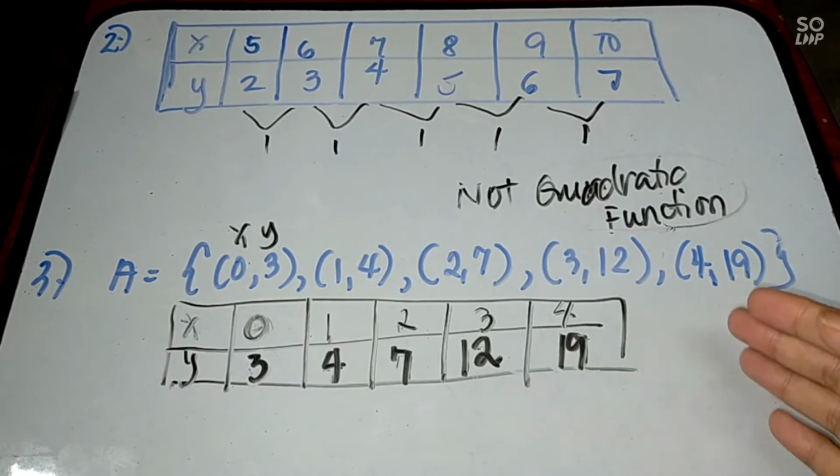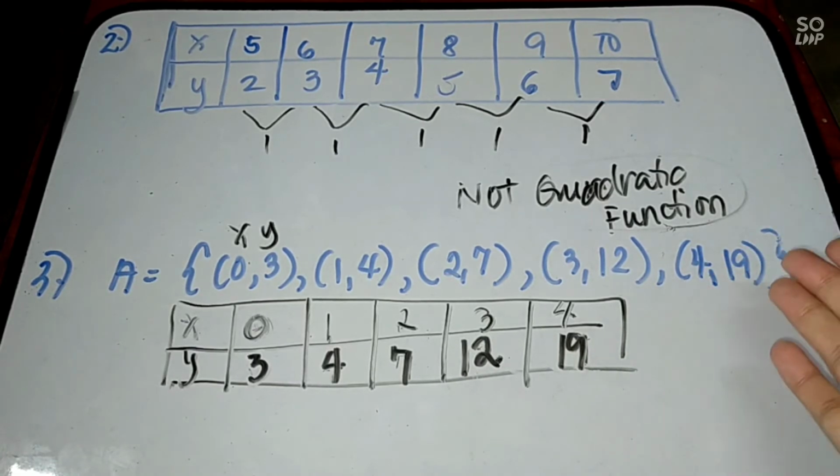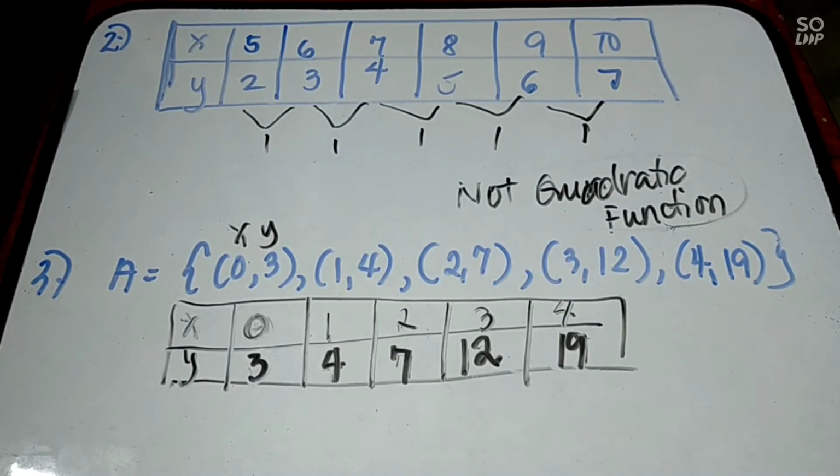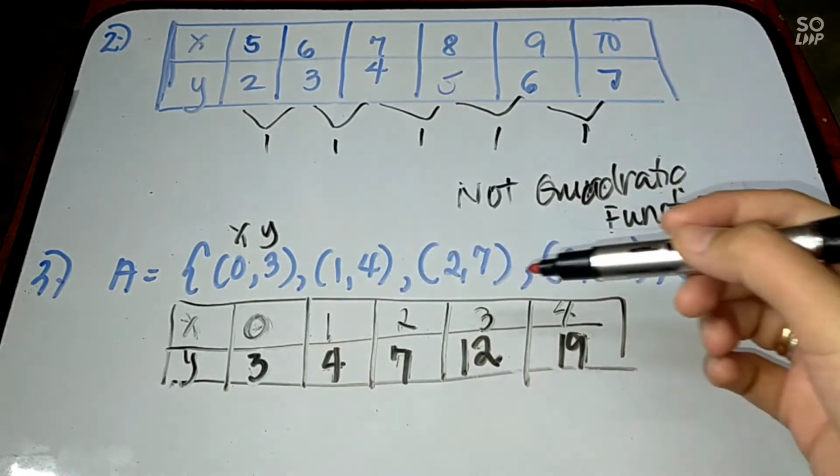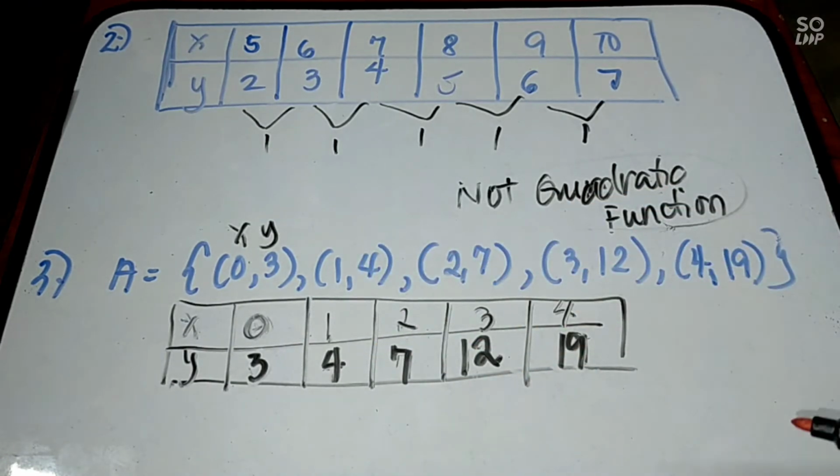We already get the table of values from the given sets of ordered pairs. Now, let us have the difference. Dun sa x, as you can see, 0, 1, 2, 3, 4. Sunod-sunod naman siya, so pare-parehas ang kanyang difference.